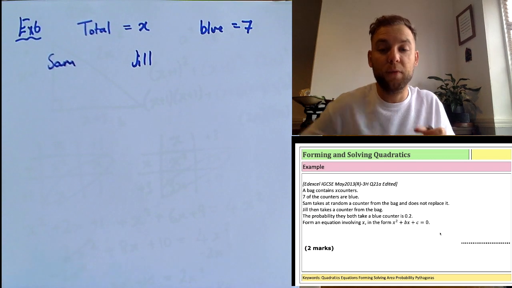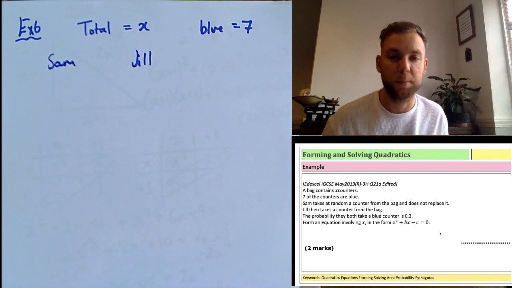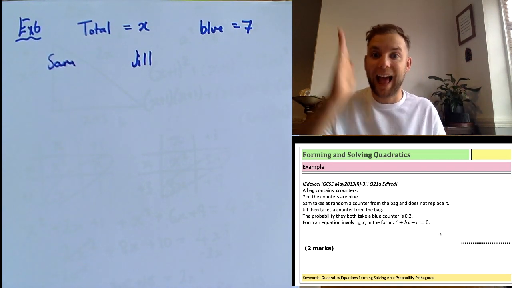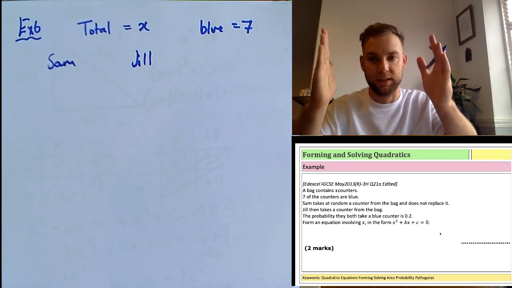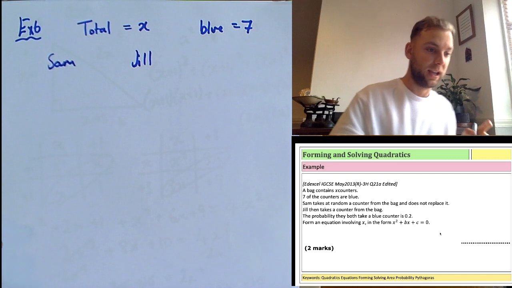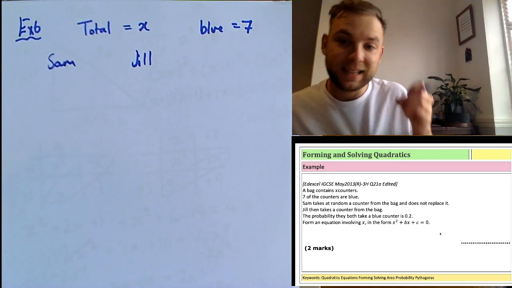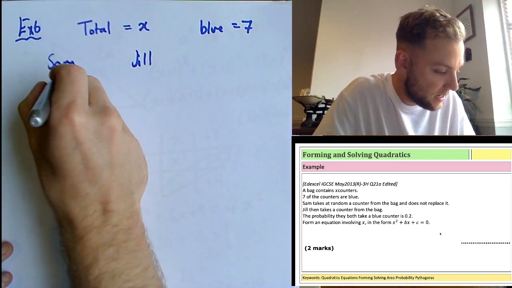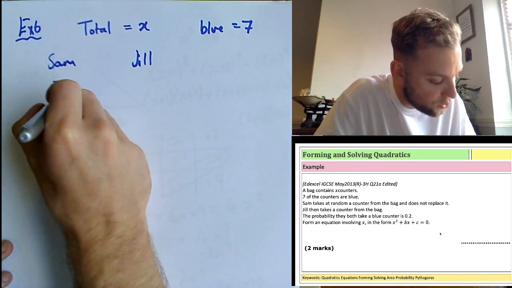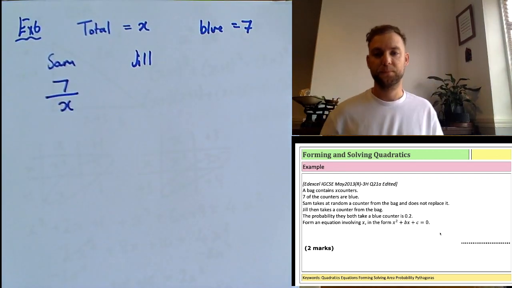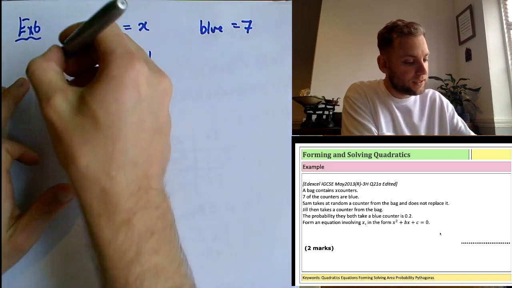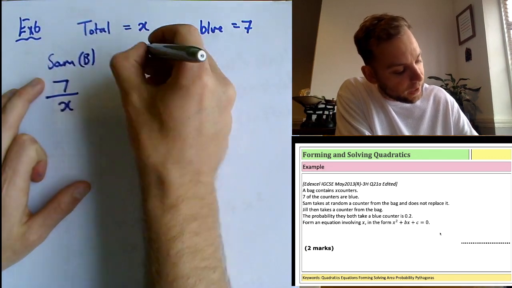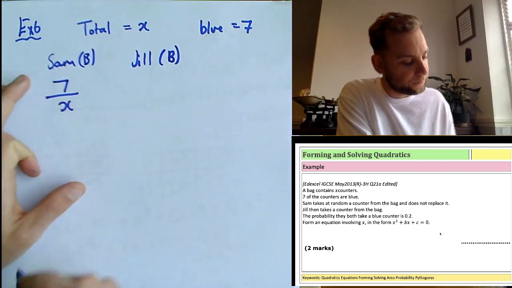Now we know that if we're doing this, we multiply probabilities. So the probability of this and this happening means that we multiply that probability by this probability. Okay? So with this one here, the probability of Sam taking one of these is 7 out of the total, which is x. The probability of Jill taking one. Now, remember that Sam's taking a blue here and Jill is taking a blue as well.